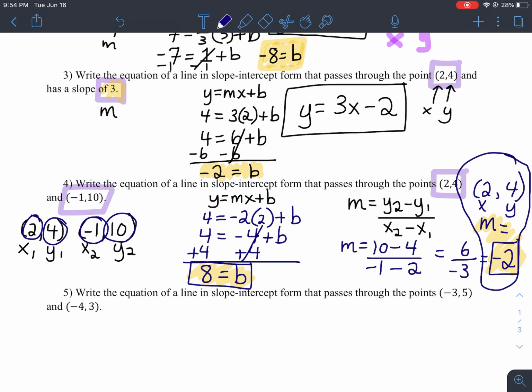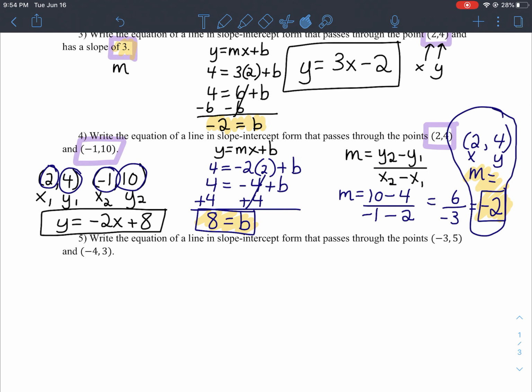So now we have our equation. We know m is -2 and b is 8. So therefore our equation, I'm going to write it in the bottom left. Y equals m, which is -2, x plus b. Well, b is 8. And there's your answer.